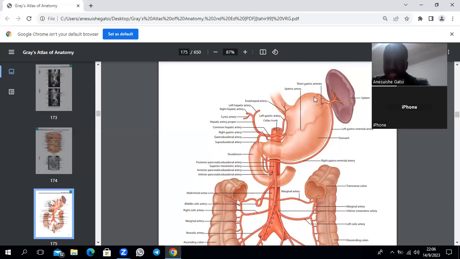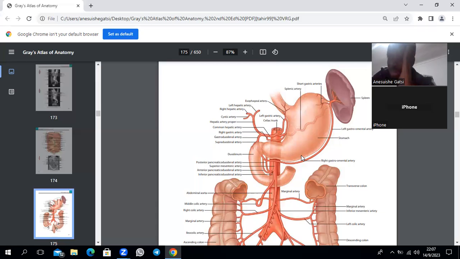Then the short gastric veins and the left gastroepiploic veins, they will join the splenic vein because the corresponding arteries came from the splenic artery. Then what's the other one? Oh, the right gastroepiploic will join a vein for the midgut that we call superior mesenteric. Right.